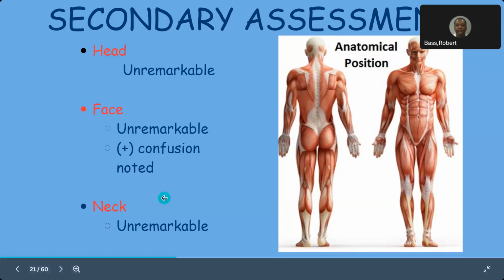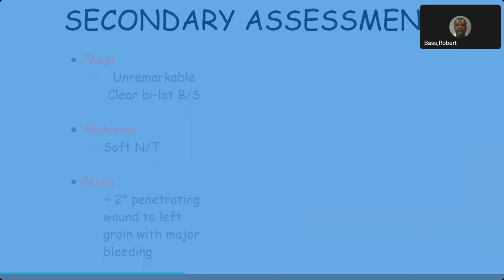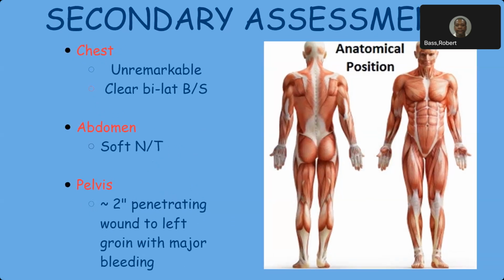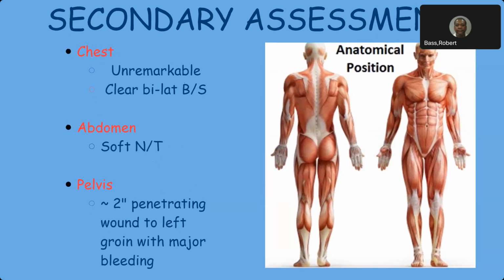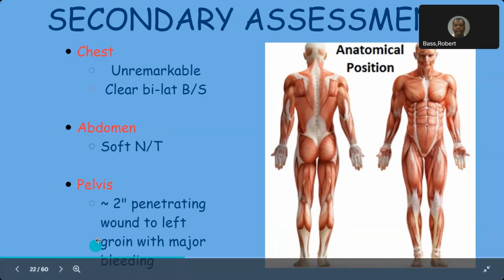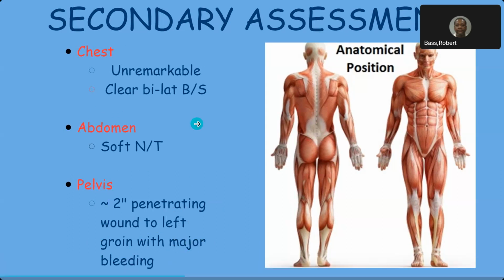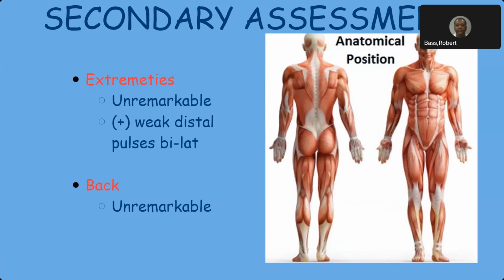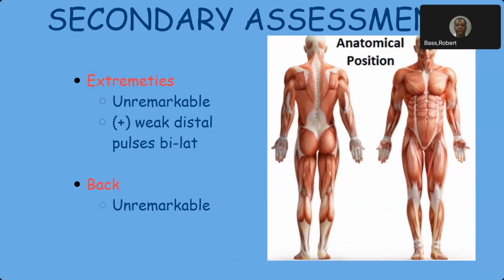We move down to his neck. His neck is unremarkable. His chest, he's got clear breath sounds bilaterally. His abdomen is soft, non-tender. His pelvic area, we noted that there is approximately 2-inch penetrating wound to his left groin with major bleeding. We are attempting to control the bleeding via packing and direct pressure. And this is going to be constantly held throughout transport as well. Lower extremities, unremarkable. We've got weak distal pulses bilaterally. We log roll the patient as a unit, check his back, and his back is unremarkable.